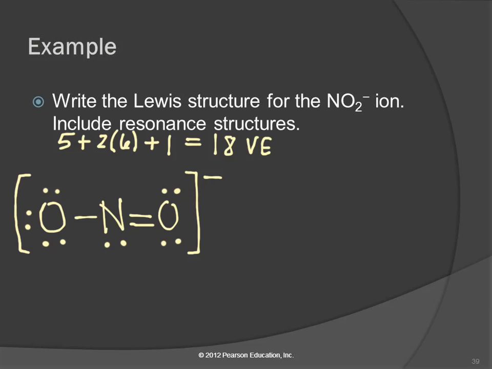Now, what's the other resonance structure? Let's give the double bond to the other oxygen. We're going to draw the same thing, but we're basically going to draw the mirror image. We're going to flip it. So I'll put nitrogen in the middle and oxygen on each side. But this time we're going to put the double bond on the left and the single bond on the right, and put those valence electrons around.